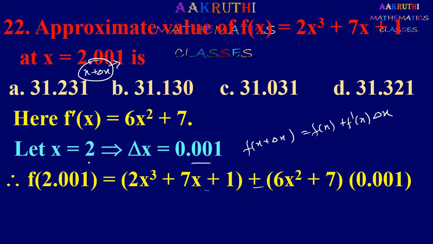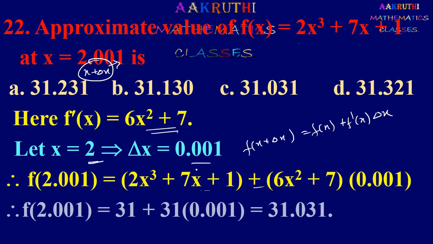But we are taking x equal to 2. So therefore delta x is 0.001. When we substitute here, we get f of 2.001 is 2x cube plus 7x plus 1, that is f of x, plus f dash x, it is x square plus 7 into delta x is 0.001. So when we substitute x equal to 2 here, we get 2 cube is 8, 8 into 2 is 16, 7 into 2 is 14 and plus 1. So we get 16 plus 14 which is 30, 30 plus 1 is 31. That is f of 2 is 31.